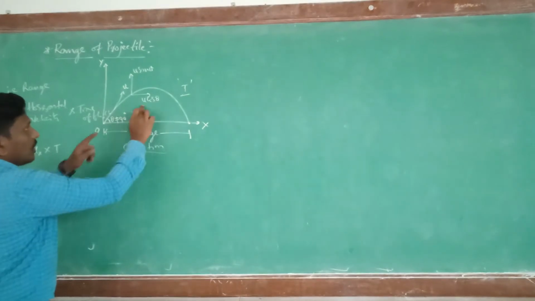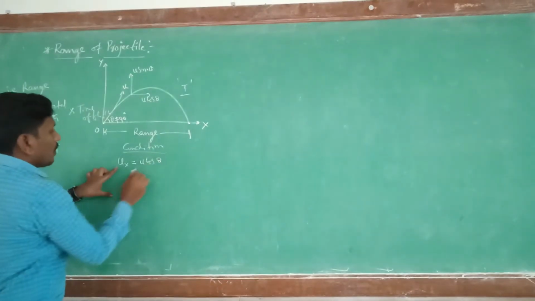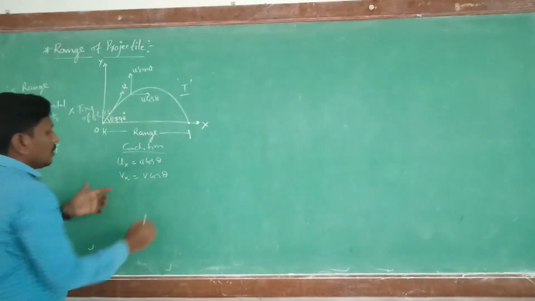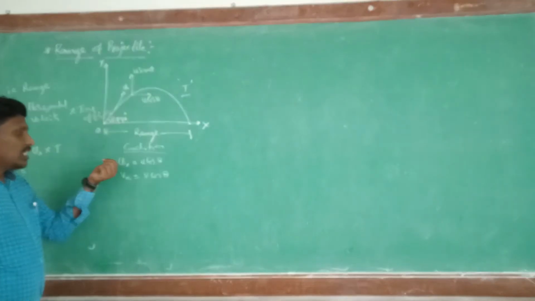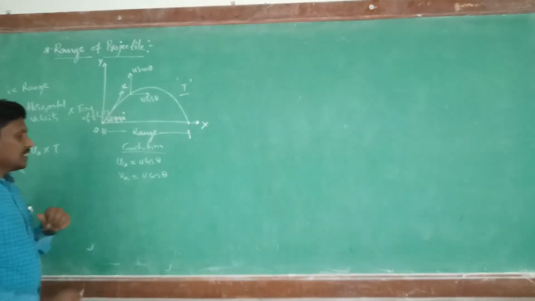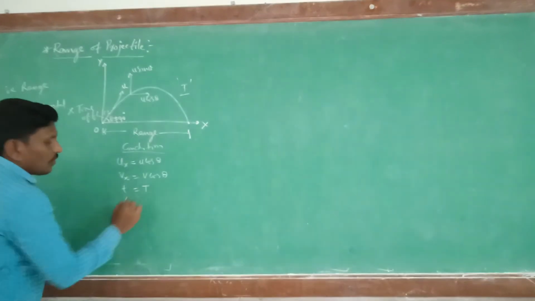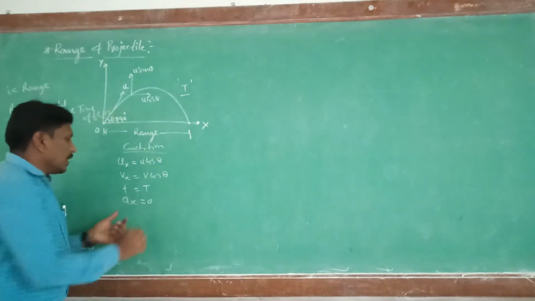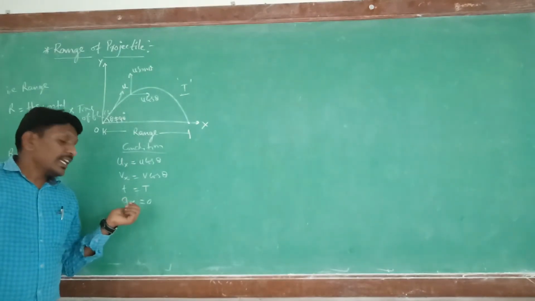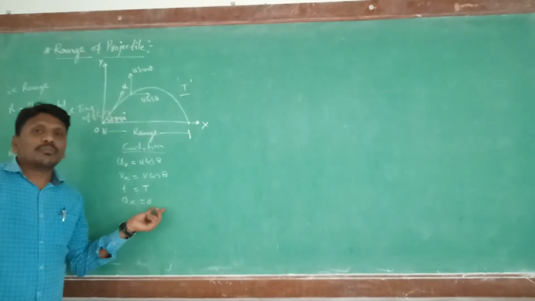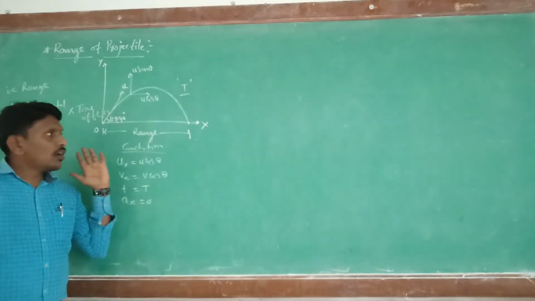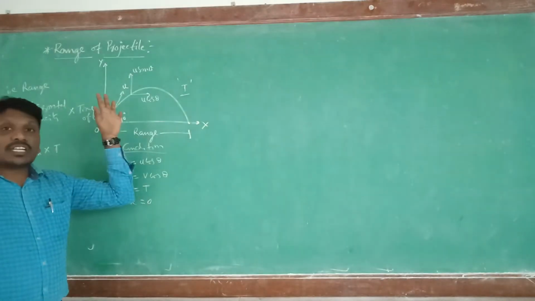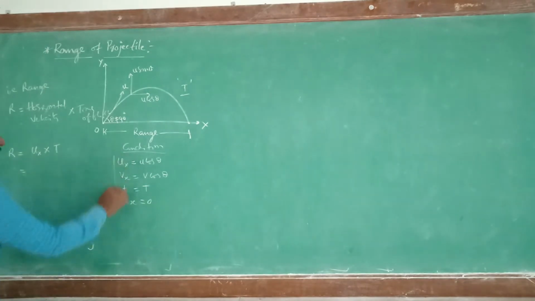ux is nothing but u cos theta, and vx is nothing but v cos theta. Both are in the x direction only. This is the initial velocity and this is the final velocity. Then t is equal to the total time. Then ax is equal to 0, because the acceleration of the projectile in the x direction is always 0. There is no acceleration for the horizontal motion of the object, but there is acceleration for the vertical motion of the object. So these are the conditions.